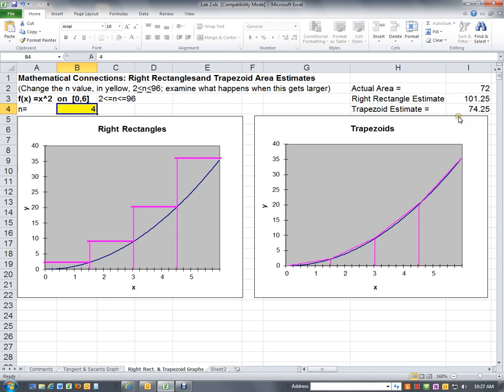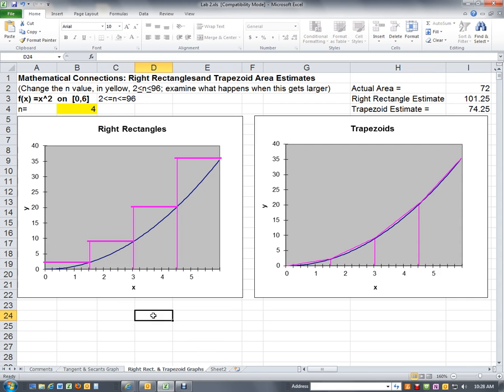Now, what I'd like you to do on the lab is to increase the number of rectangles 2 at a time and make a table showing me the area of the right rectangle estimate for 2 rectangles, 4 rectangles, 6 rectangles, 8 rectangles, and I'd like you to go all the way up through 40 rectangles. You can do it in Excel or you can do it in Word. Either way is perfectly fine.